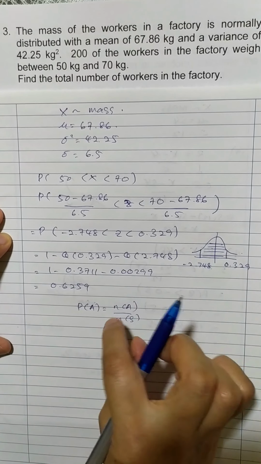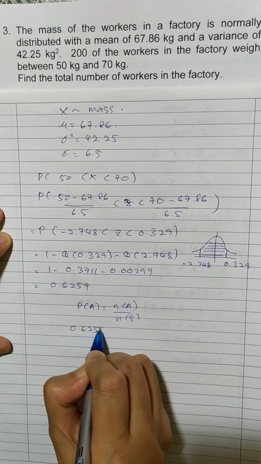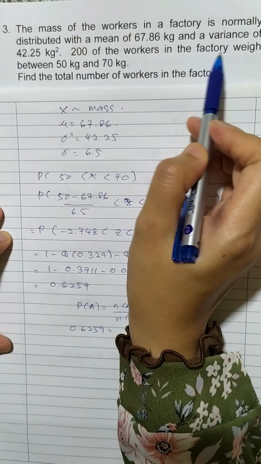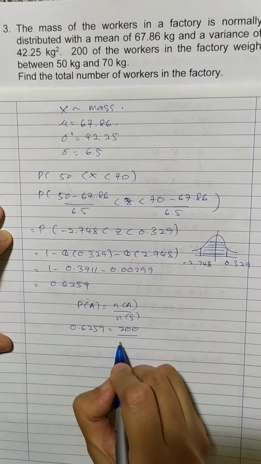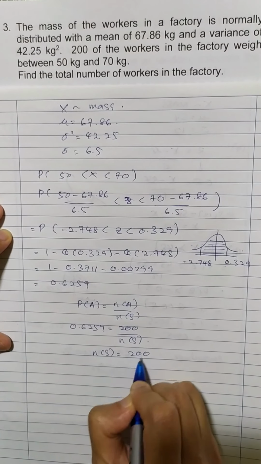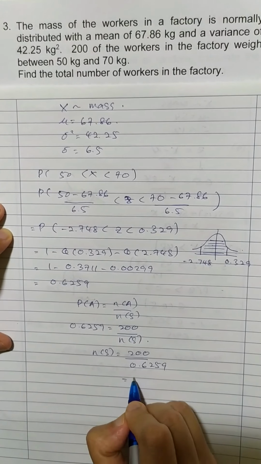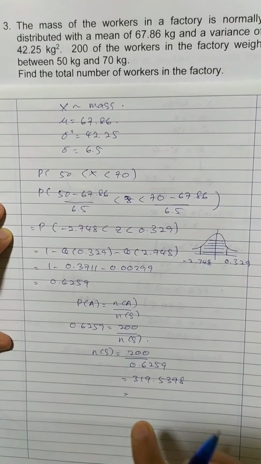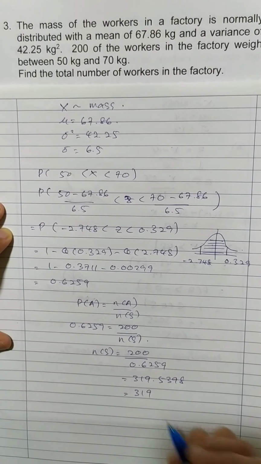For this situation, we already have the probability 0.6259. The number of workers with weight between 50 and 70 is 200. Now we are going to find the number of sample space. So the number of sample space is 200 over 0.6259, which equals 319.5398. The number of workers is an integer, so we write 319.